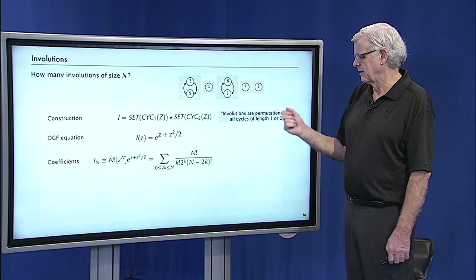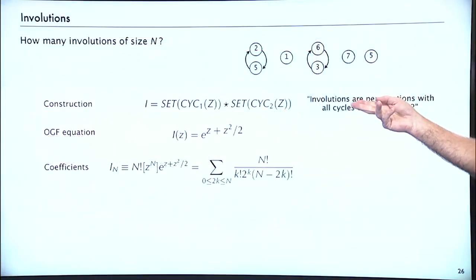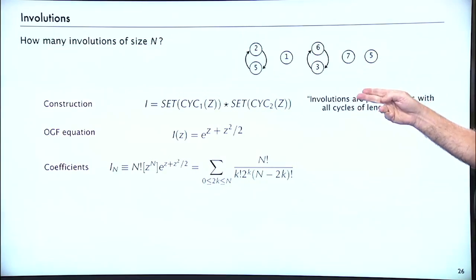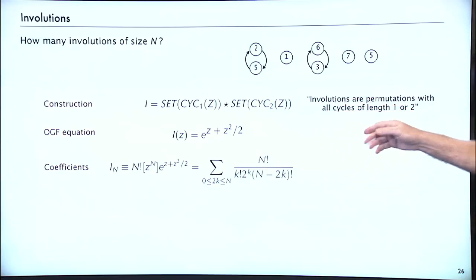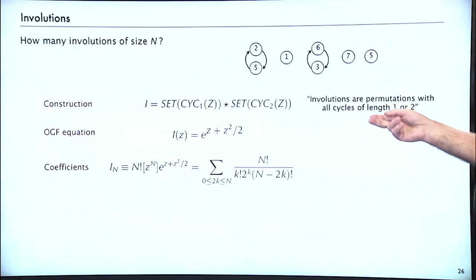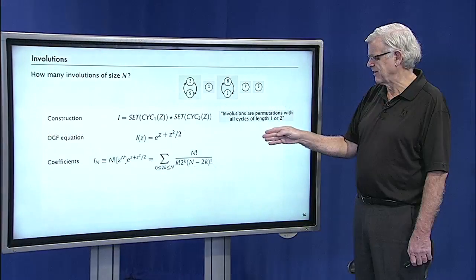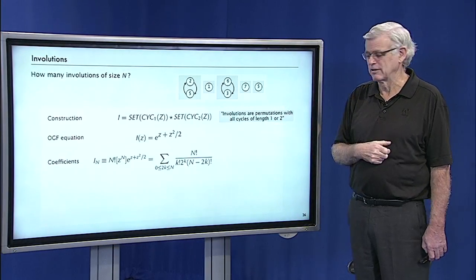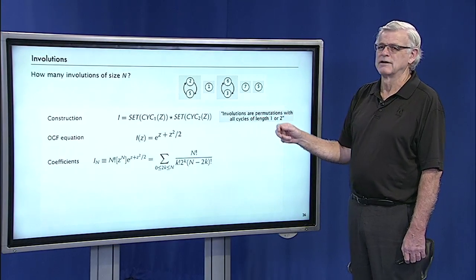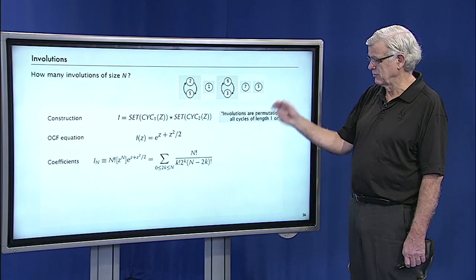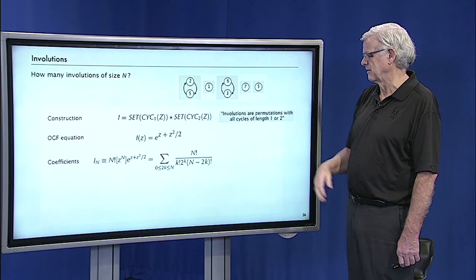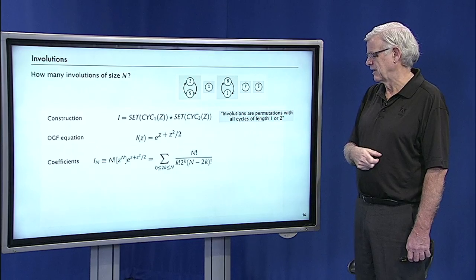So now we want to extract the coefficients. What's n factorial times the coefficient of z to the n in that function? Well, that gets to be a discrete sum that is maybe not so easy to analyze: n factorial over k factorial 2 to the k (n minus 2k) factorial. So it's a convolution of a term like the one that we had for just 2 cycles and then 1 over n factorial. And that's easy to verify.